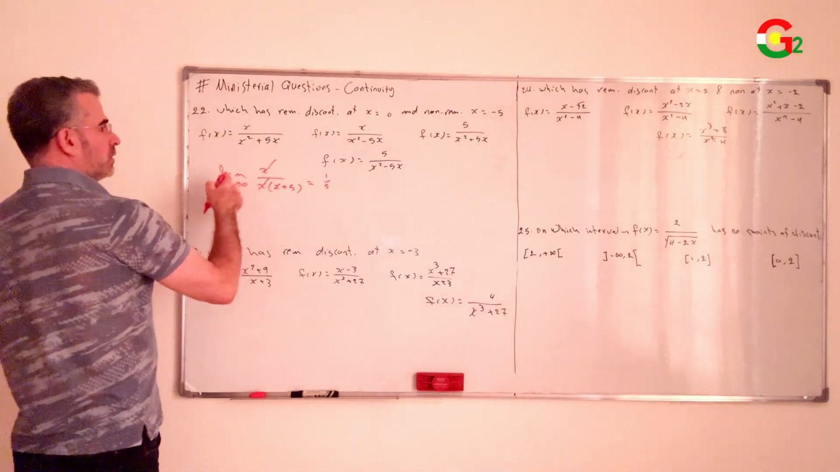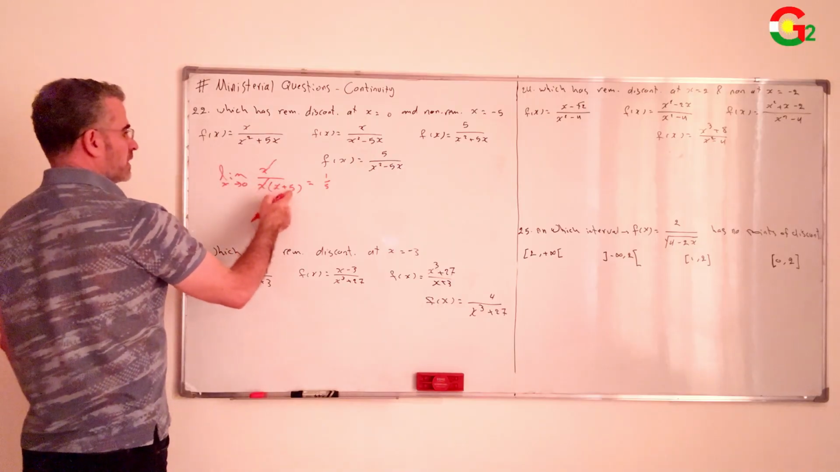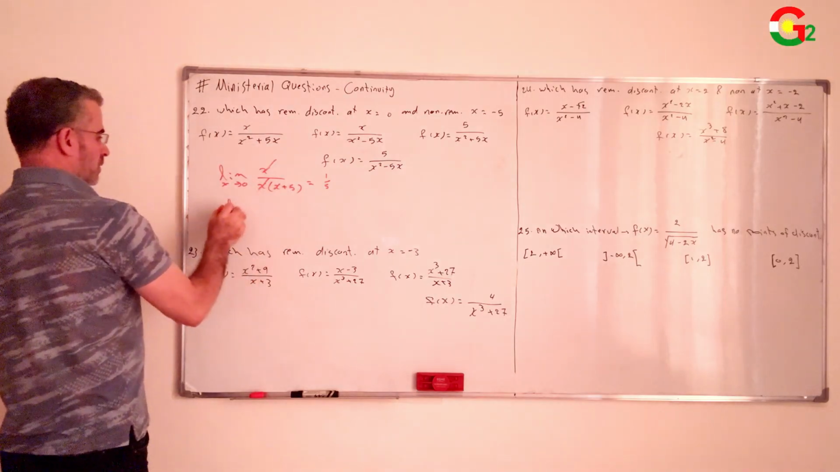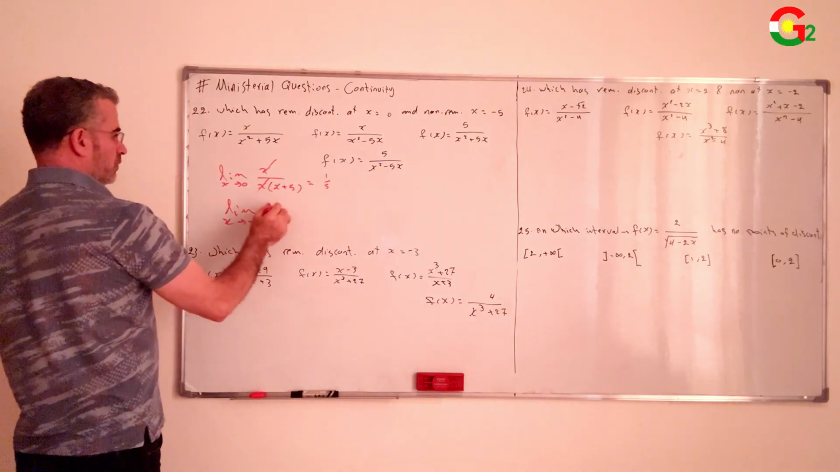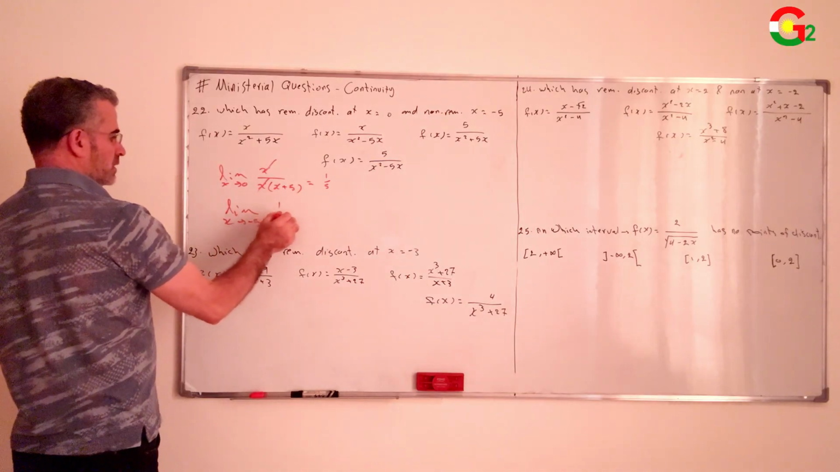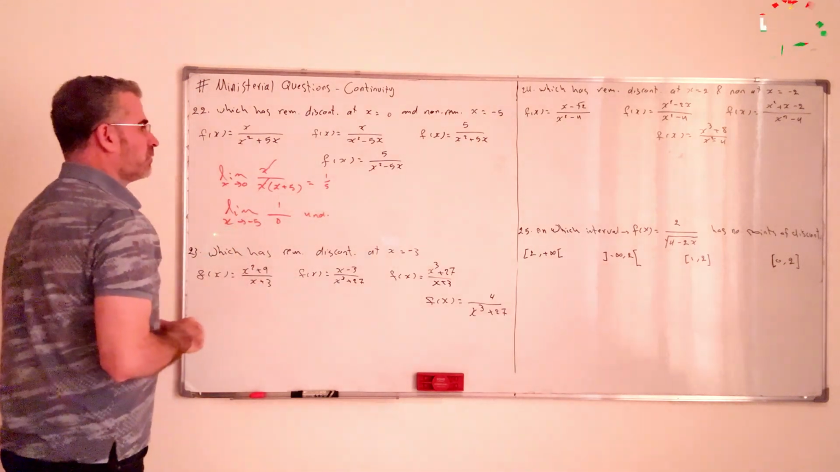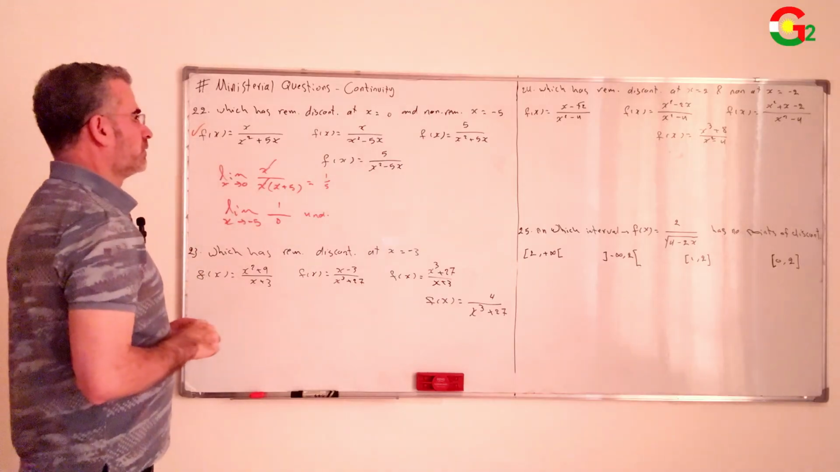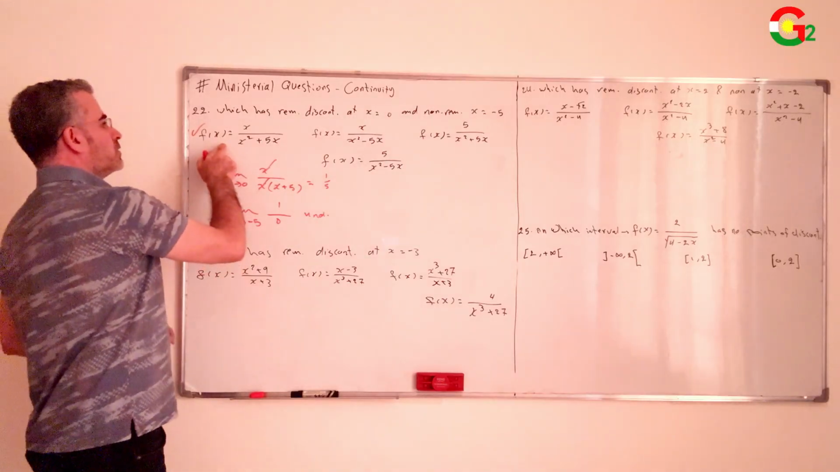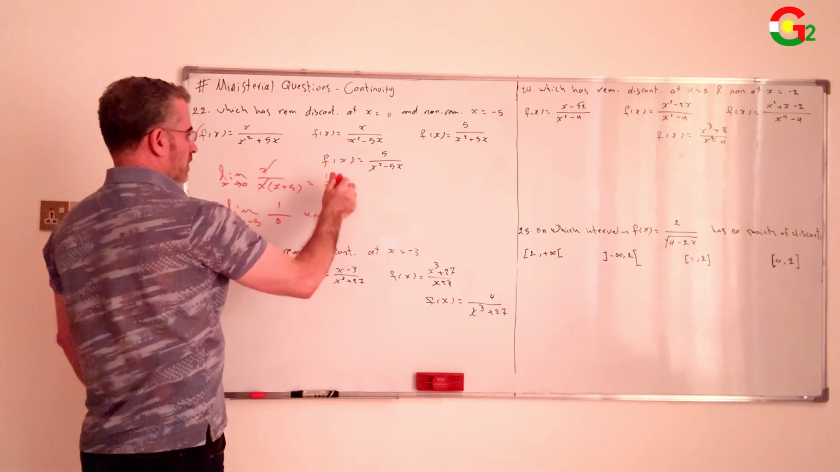But when x approaches negative 5, then negative 5 plus 5, the limit will be 1 over 0, undefined, and it has non-removable discontinuity at negative 5. So this choice is the right choice. Let us check the second one.